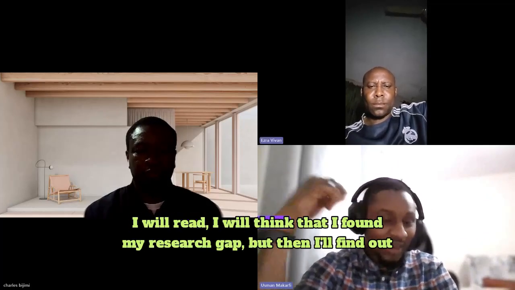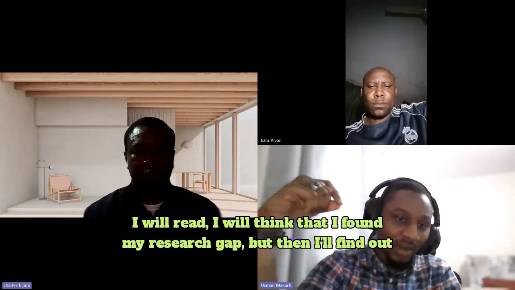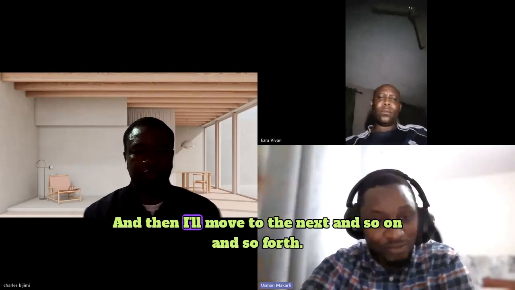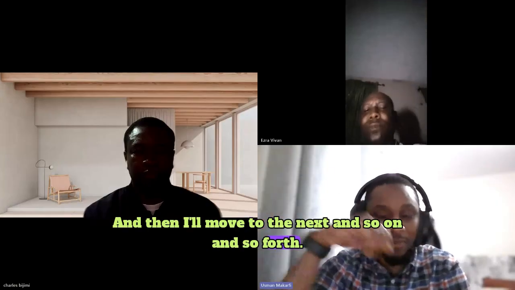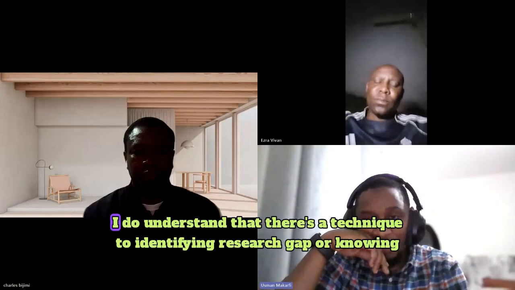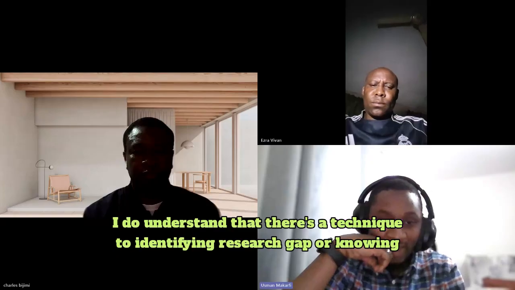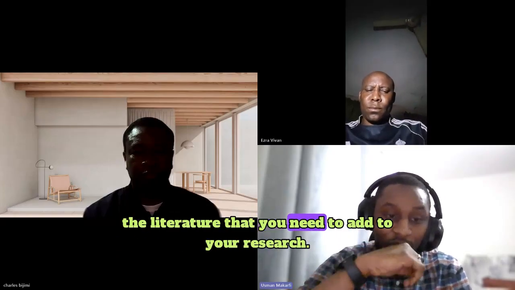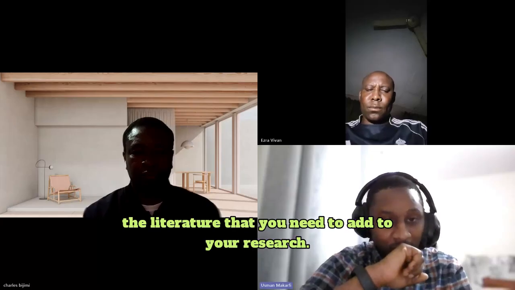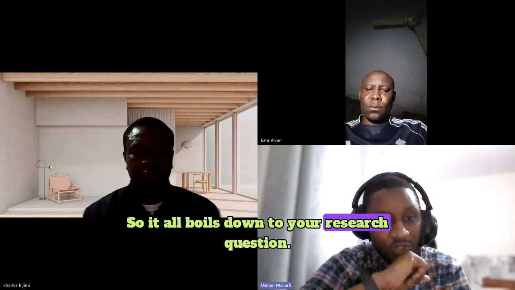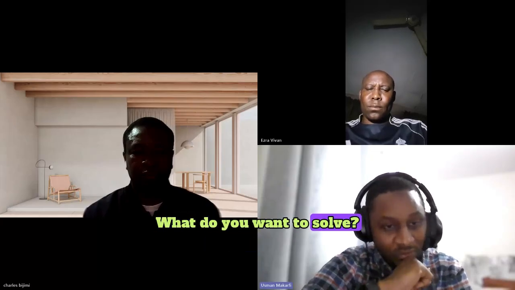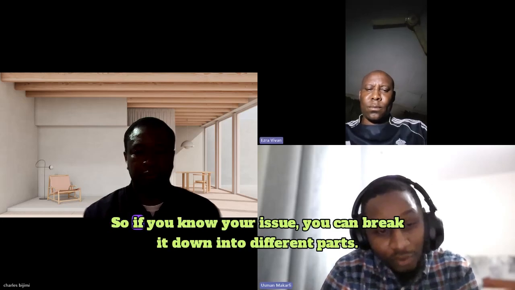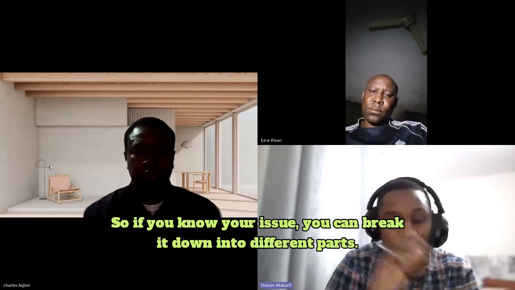I would read, and I would think that I had found my research gap, but then I'd find out that someone else had already done that, and then I'd move to the next, and so on and so forth. But I do understand that there's a technique to identifying a research gap or knowing the literature that you need to add to your research. It all boils down to your research question. What do you want to solve? What is the problem? What's the issue? If you know your issue, you can break it down into different parts.